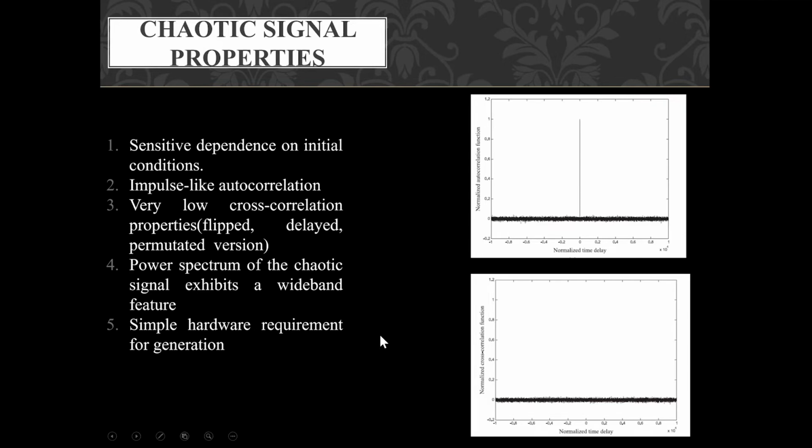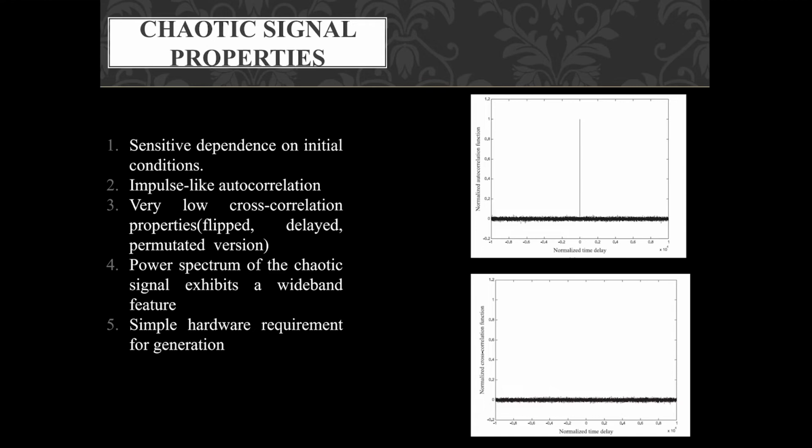Very low cross correlation can be obtained from any flipped version of the signal, delayed version with respect to the original, or permutated version of the signal. So we can generate a huge family of signals using only a single chaotic map equation. However, the challenge we face with such a signal is the power spectrum. It is a little bit widely spread. It does not contain a single frequency. It contains a band of frequencies, which is considered a major challenge of such a signal.